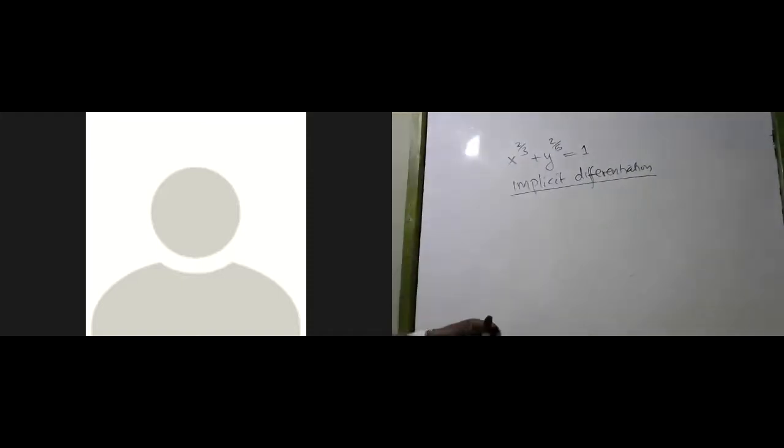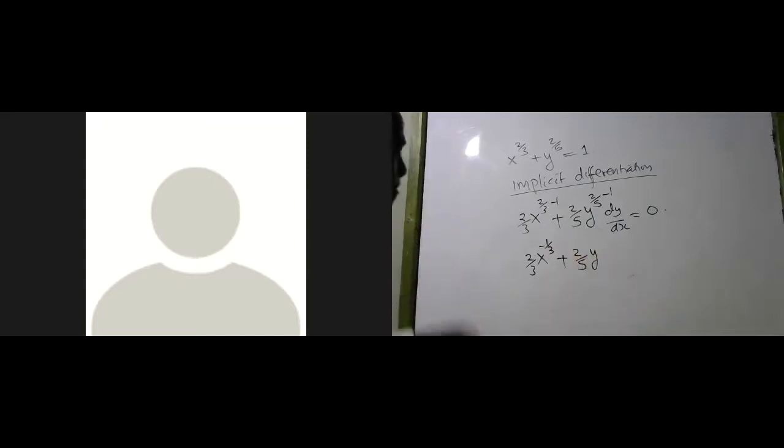Okay, so let's do the one that is on the board. Now, what is the differentiation of this one? We take it together. We get 2 over 3, then x to the power 2 over 3 minus 1, then plus 2 over 5 y to the power 2 over 5 minus 1, but because you are differentiating y, we need to write dy/dx there. And differentiation of 1 is 0.